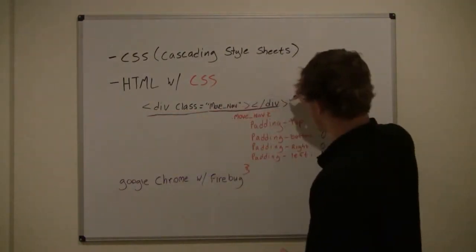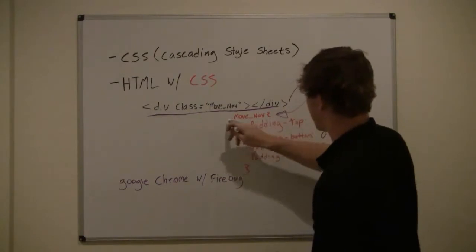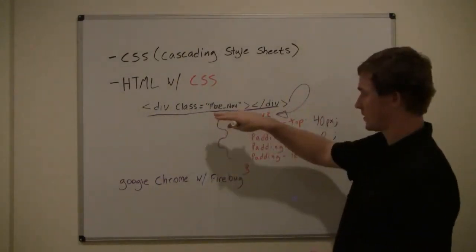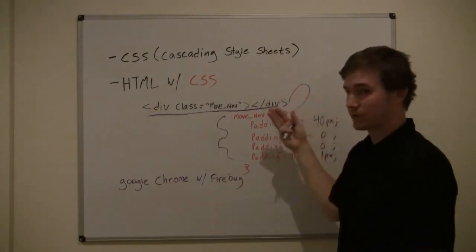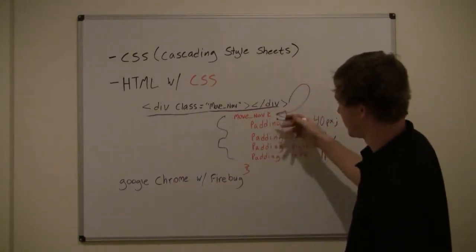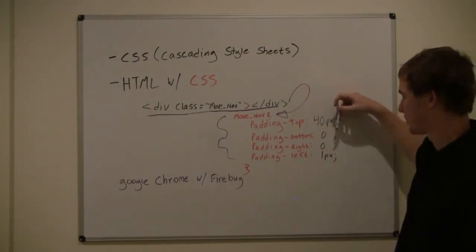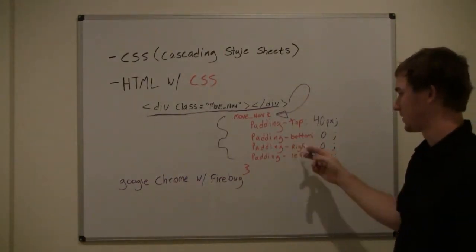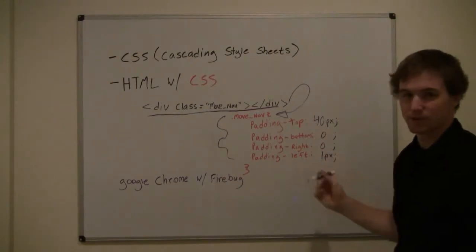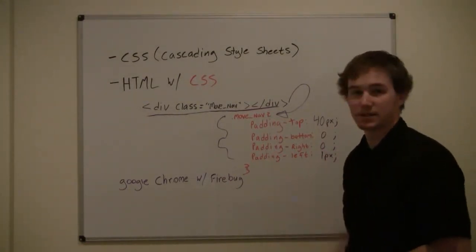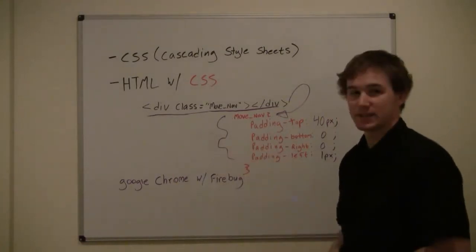and it is going to call my CSS, which is all right here, this whole thing. So this is calling here, object-oriented. And these are the parameters for what it's doing. So it's going to be moving my navigation bar from the top 40 pixels down, and then nothing from the bottom, nothing from the right, and then 1 pixel to the left. And that's pretty much just a basic thing of what HTML and CSS looks like.